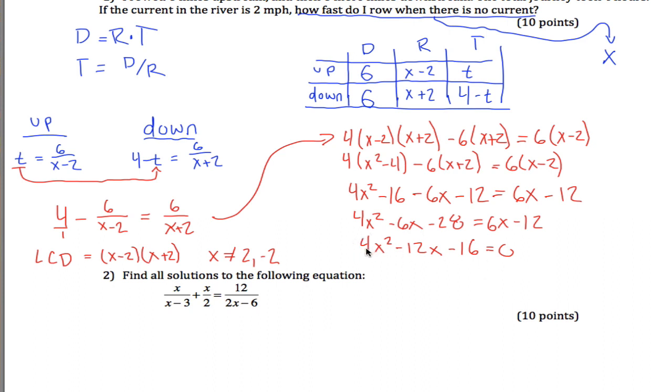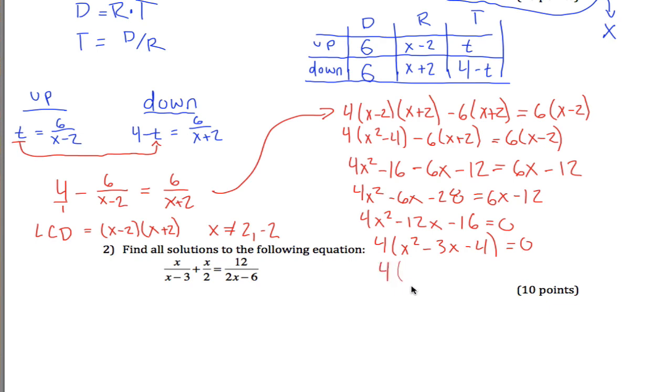It looks hard to do because the leading coefficient's not a 1. However, we have a greatest common factor here of 4. We can pull out a 4 from all three of these terms, and we're left with just x squared minus 3x minus 4. And now that's a lot easier to factor because the leading coefficient is a 1 in front of this x squared. So I just need to find two numbers that multiply to negative 4 and add to negative 3. Those two numbers are negative 4 and positive 1. So this tells me that either x equals 4 or x equals negative 1.